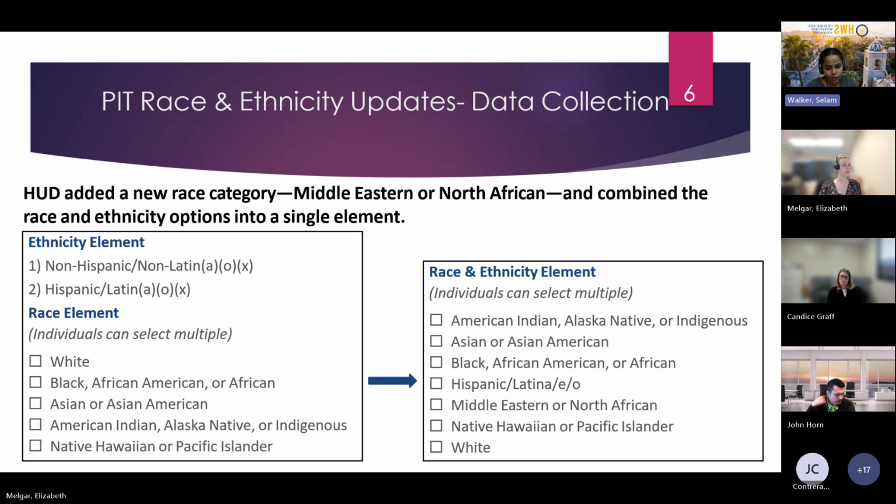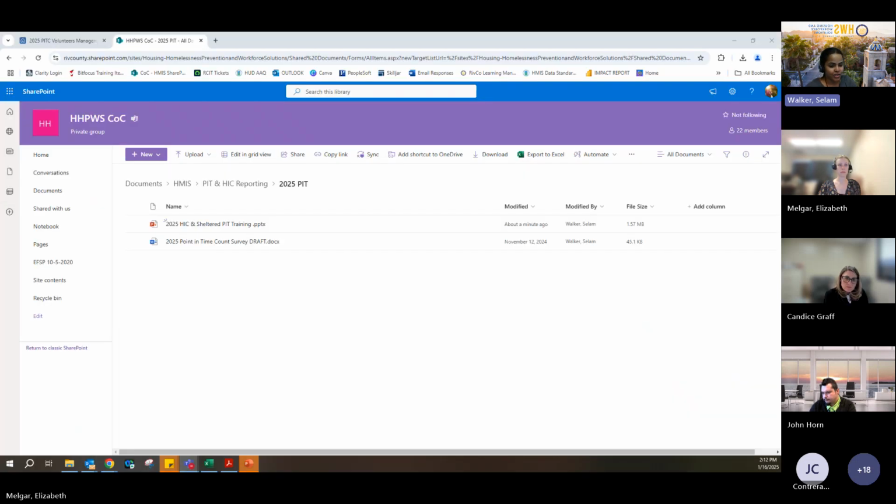So when reporting to HUD, HUD COCs will report based on the following categories. So if, let's say, someone identifies as African American and Hispanic, now they can select Black and African American and Hispanic and Latino. Similarly, someone identifying as Middle Eastern and Asian, they can select both Middle Eastern and Asian categories. So this creates duplication.